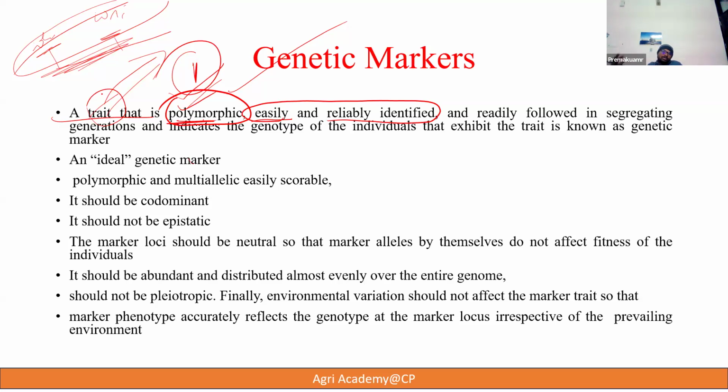A marker is used to select easily for a complex trait, indirectly selecting the complex trait. But if a trait is itself difficult to phenotype, then what is the use of using it as a marker? No use. That's why the first criterion is polymorphism. It should be easily and reliably identified, and it is readily followed in segregating generations.